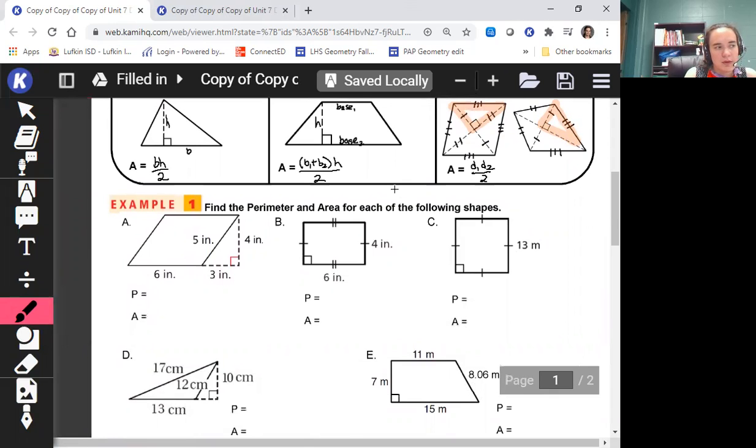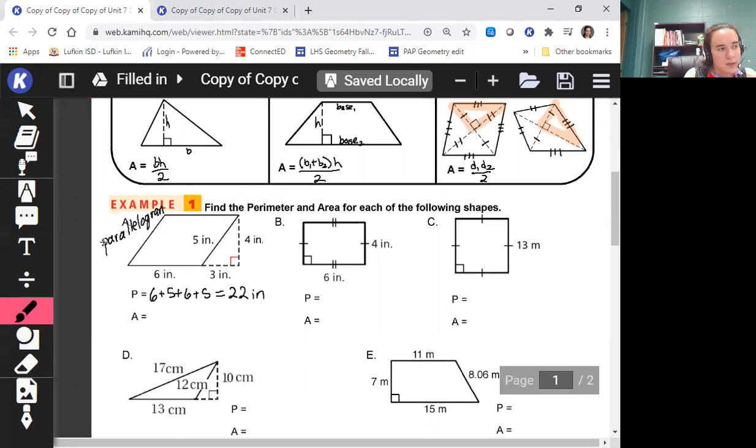Our next examples, we want to find the perimeter and area of each figure. So on our first one, we have a parallelogram. And remember, a parallelogram has 4 sides, so we need to add up all 4 sides for the perimeter. So 6 plus 5 plus 6 plus 5. And that gets us 22 inches.